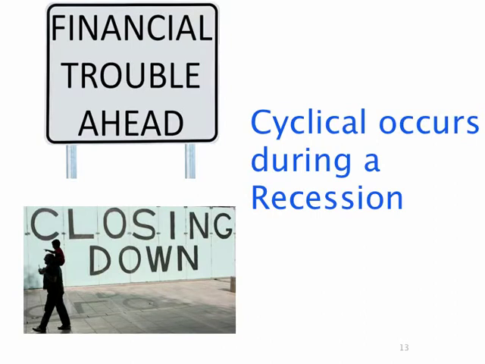Cyclical unemployment occurs when there is more than 5% unemployment. Cyclical unemployment will exist or not exist depending on the phase of a business cycle that the economy is experiencing.